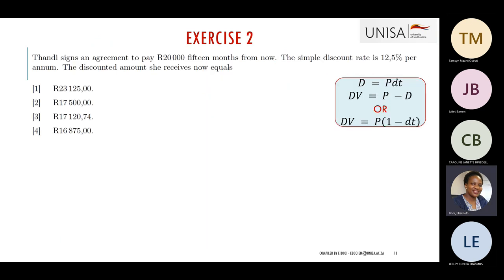Okay, let's look at another exercise. Candy signs an agreement to pay 20,000 15 months from now. The simple discount rate is 12.5% per annum. The discounted amount she receives now is... So, what is it that they want us to calculate? The question is asking us to find the discounted amount, which is our discounted value.